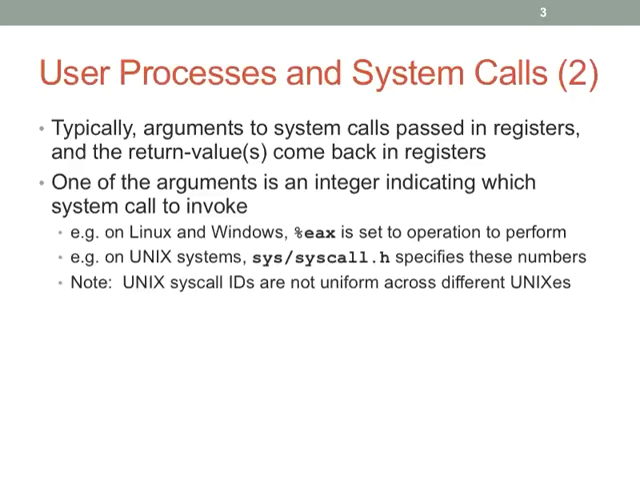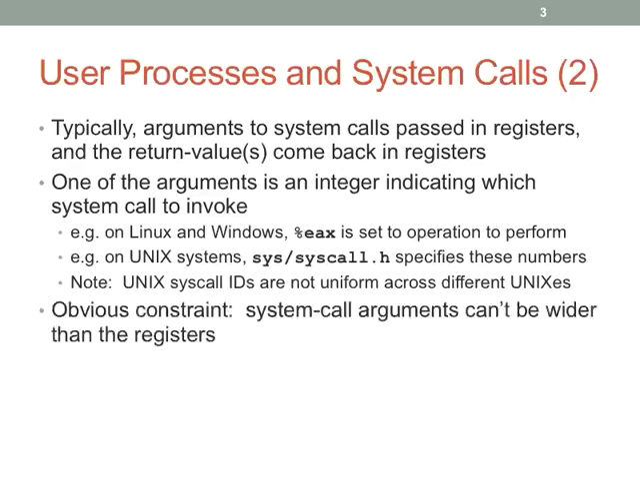You're allowed to pick whatever you want because you expect people will use the APIs, the C standard API or the Unix standard API, not the actual system call numbers. Okay, so there's a few constraints. One is that the system call arguments can't be wider than the registers. Typically, this isn't an issue.